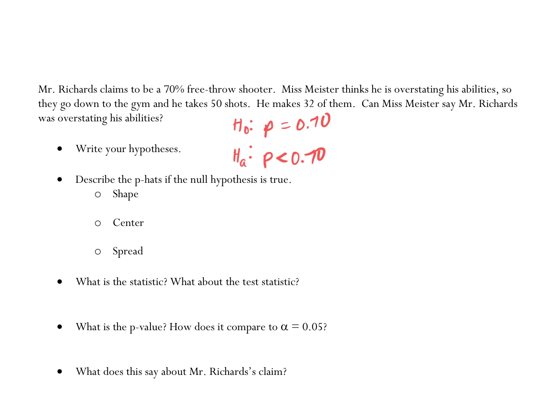So we then had him go shoot 50 free throws. So with n equals 50 and p equals 0.7, can we think through what the distribution of possible p hats would look like? Let's start with the shape. I would do 50 times 0.7 and 50 times 0.3. And I get 35 and 15. Those are greater than 10. So are you guys comfortable saying that the p hats will be approximately normal?